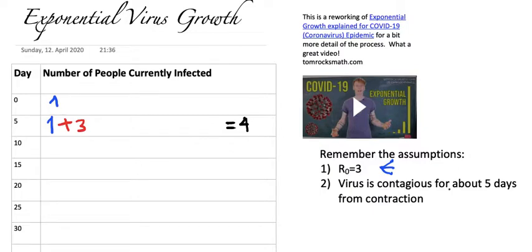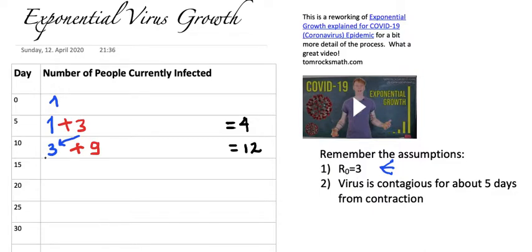Now, because we have the assumption that we're contagious for only about 5 days, and this is where I thought that maybe he could have lost some of you. So this person is contagious for the next 5 days, okay? So by day 10, we still have the 3 people that got the disease 5 days ago, and each of them also infected 3 people, okay? And so what we have now is 12, okay?